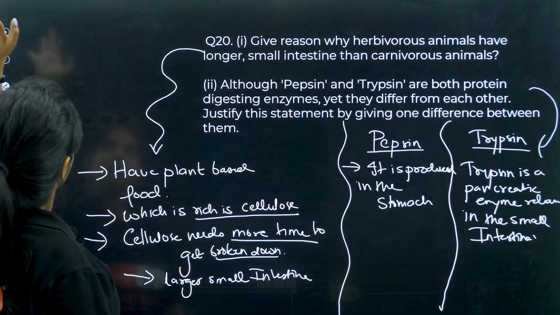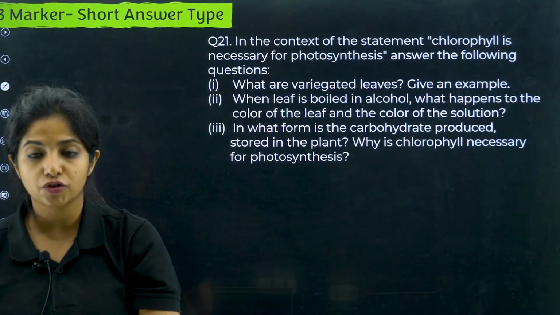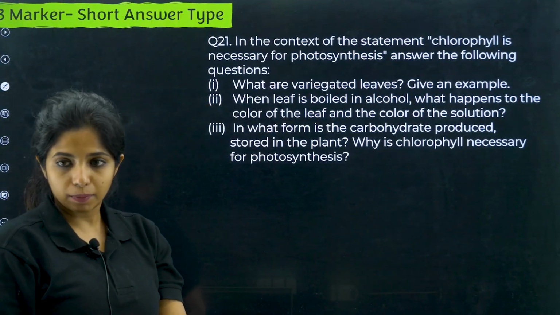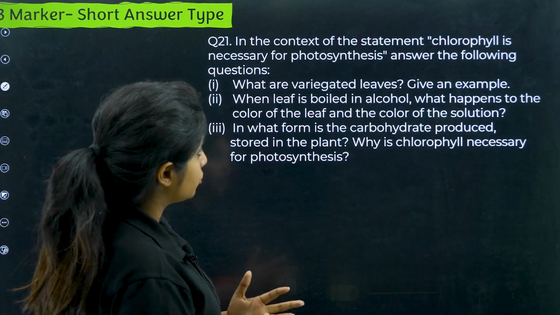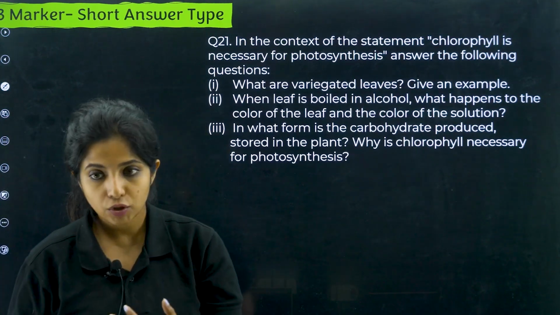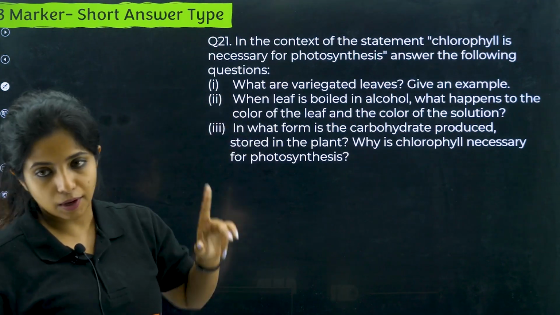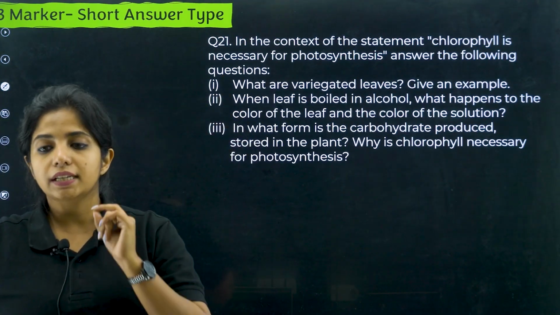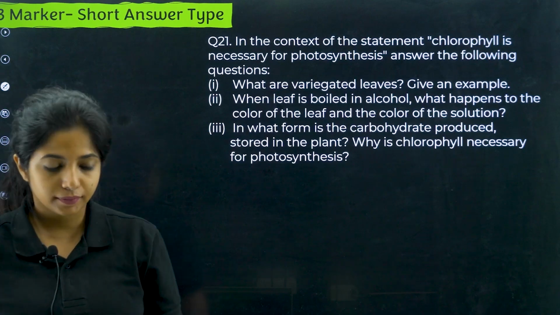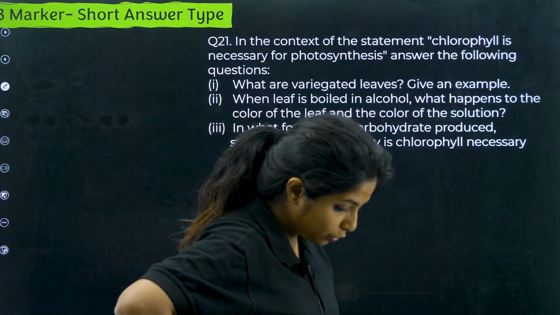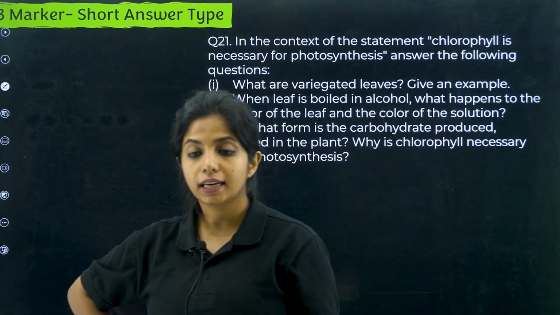Next question. Now we have the 3 mark question, children. In the context of the statement, chlorophyll is necessary for photosynthesis, answer the following questions. We have to look at all of this. Now, what are variegated leaves? Give an example. Tell me, what do you mean by variegated leaves?